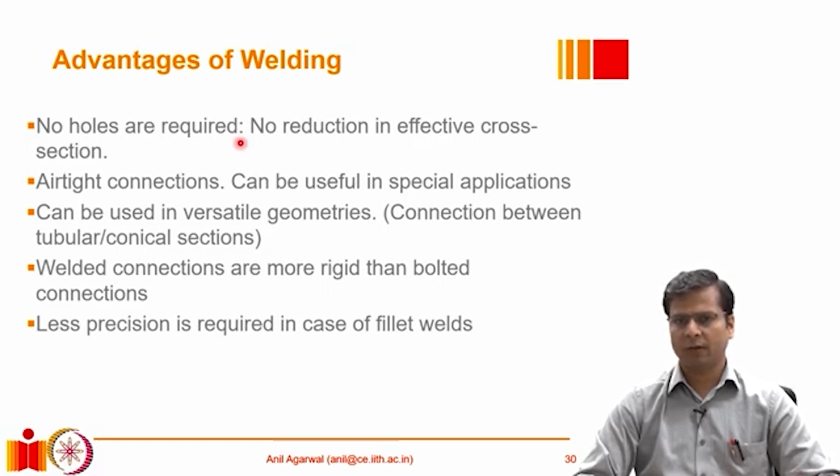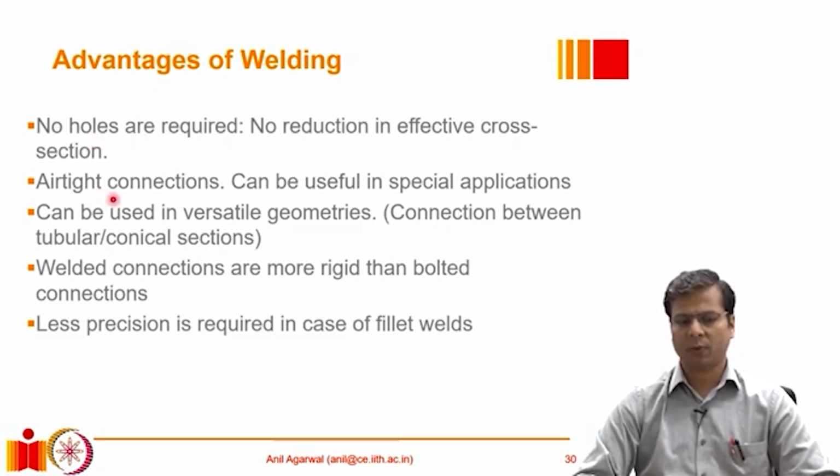When we provide a hole, for example, if we want to go for a riveted or bolted connection, we need to provide holes, and those holes cause a reduction in the cross section. But that is not the case here, and that adds to an automatic economy of structural sections.